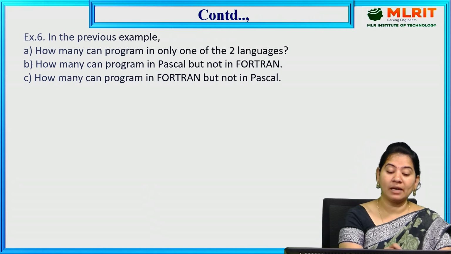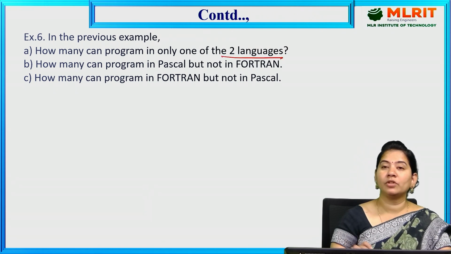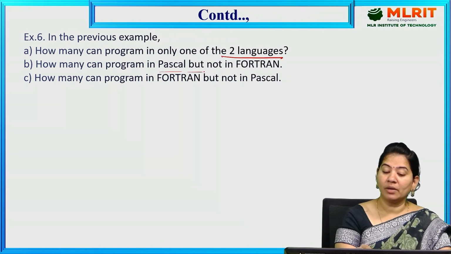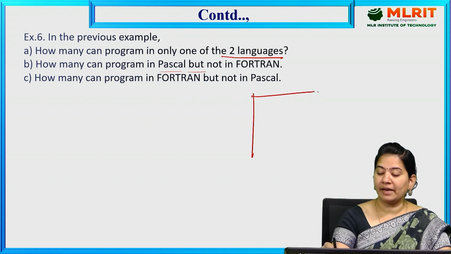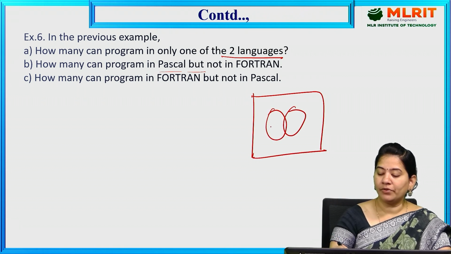Next we also have another question. In the previous example, who can program in only one of the two languages? How many can program in Pascal but not in Fortran? And how many can program in Fortran but not in Pascal? So the same thing you can write here. This is like the figure. If you are getting 47, which is included, and here this is 35.